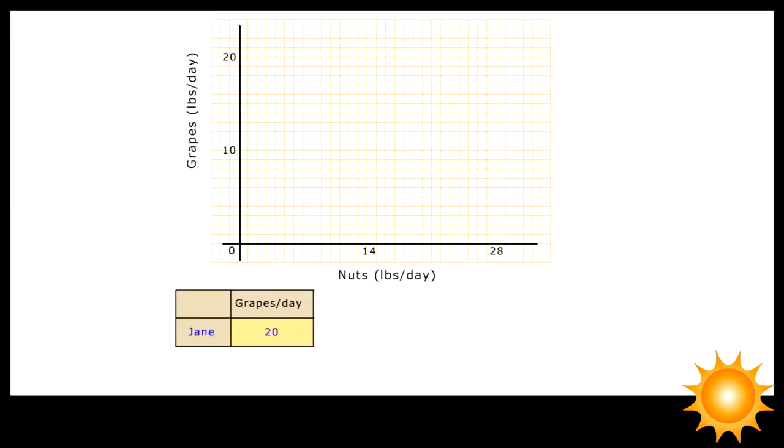In a simple two-goods economy, where only grapes and nuts are produced, we can represent the production function with a two-dimensional diagram, with grapes on the vertical axis and nuts on the horizontal axis. In this economy, we have two workers.